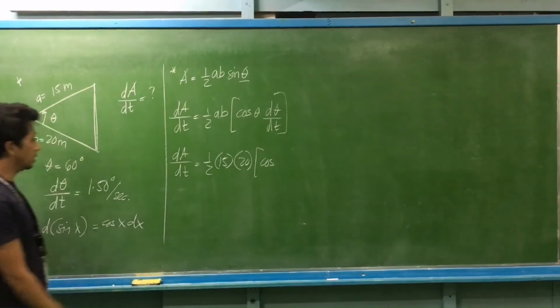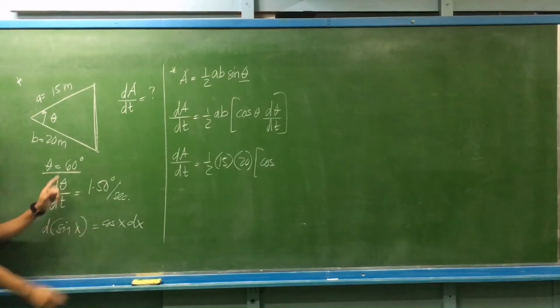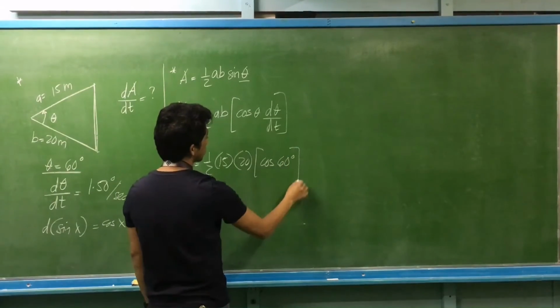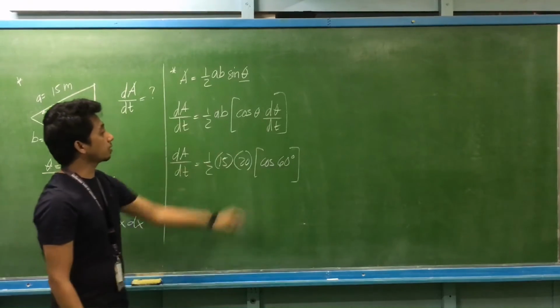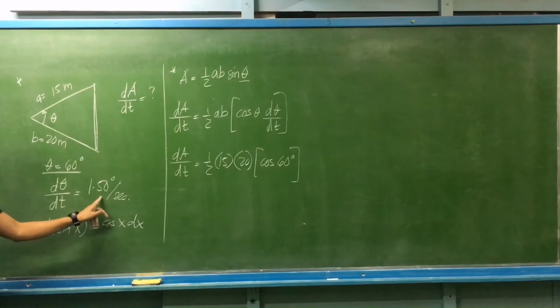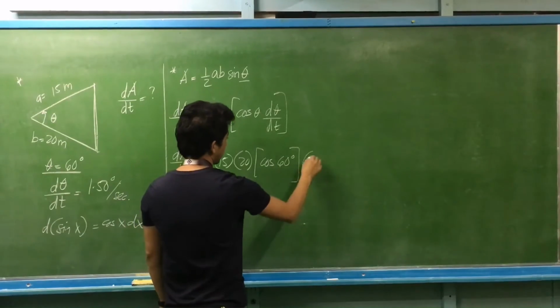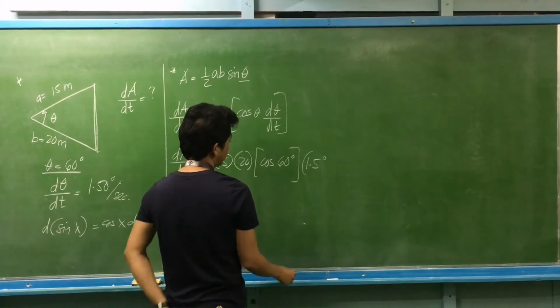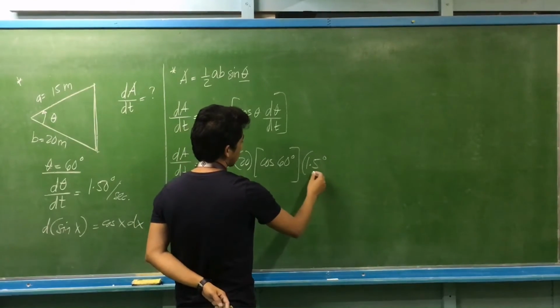What is the value of the angle theta? Cosine theta is, we have 60 degrees. This is cosine of 60 degrees. What is the value of d theta over dt? That is the rate of increase of the angle. It is given as 1.5 degrees per second.